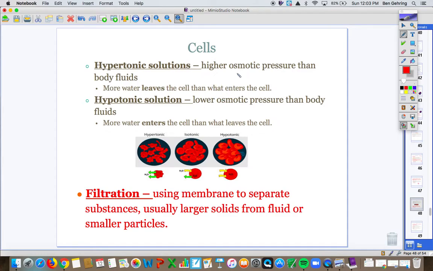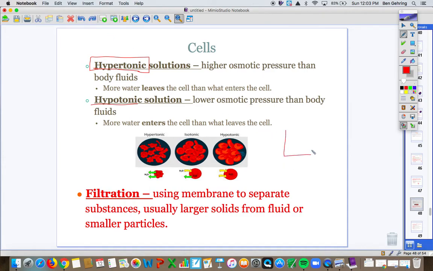So with movement, we have different terms for solutions that we use. These three terms are hypertonic, hypotonic, and isotonic, which we'll talk about on the next one. Next slide. In a hypertonic solution, think of students that are really hyper. If you're in a classroom and you're hyper, what do you want to do? You want to get out of that classroom, right? You want to be in a larger space.